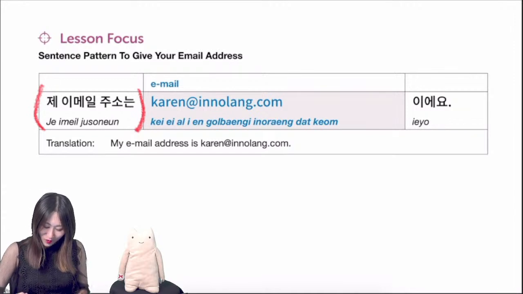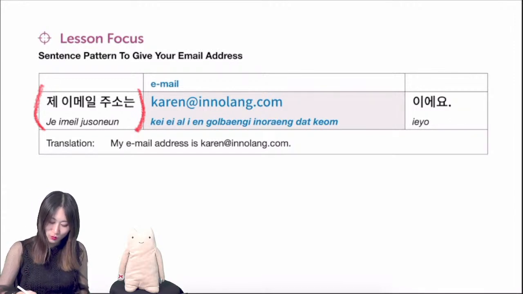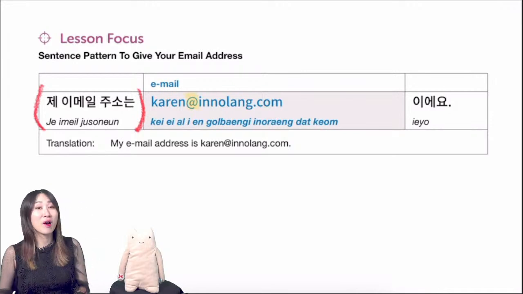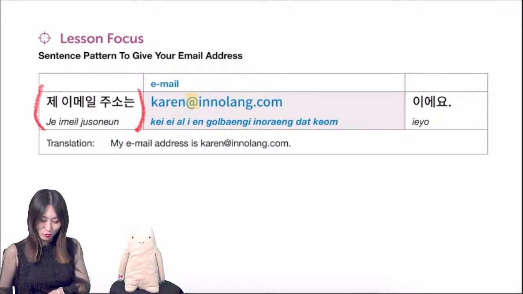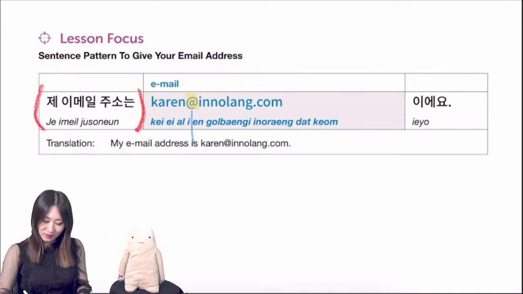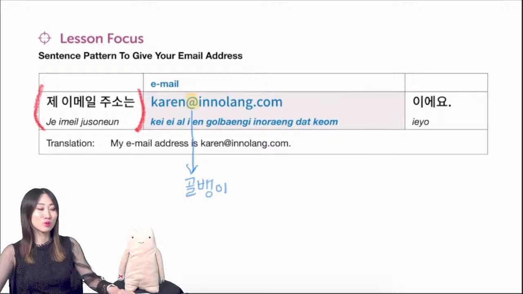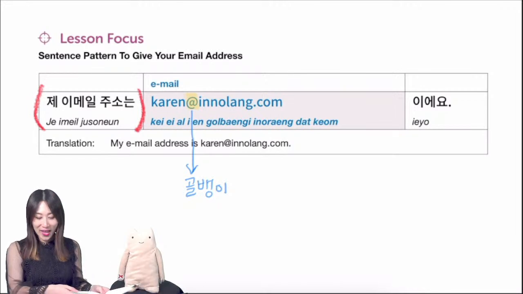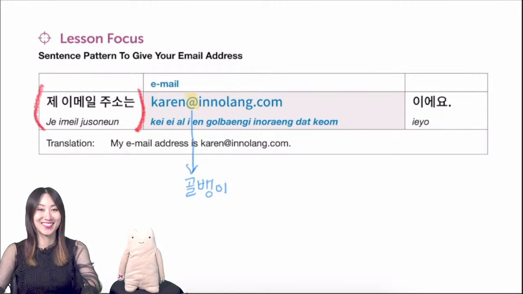And I want to introduce you a very important thing. Do you see this @ sign? How do you say that in Korean? Do we say @ sign or something? No. We say 골뱅이. So please be careful. We don't say @ sign, then we would not understand. It's 골뱅이. This is how Korean people say it, 골뱅이.